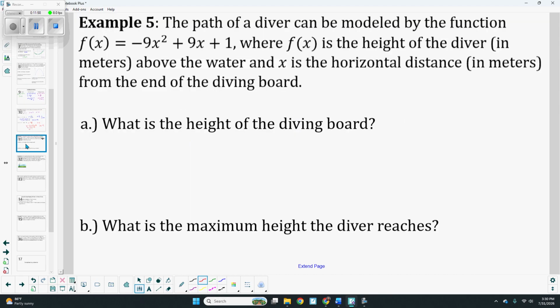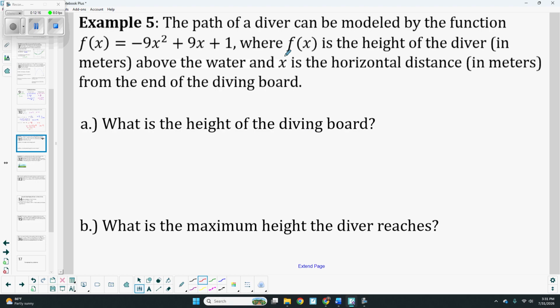Example 5, we now have a word problem. The path of a diver can be modeled by this function, where f of x is the height of the diver in meters above the water. Oh no, that was right. f of x is the height, x is the horizontal distance. I can't read my own stuff.